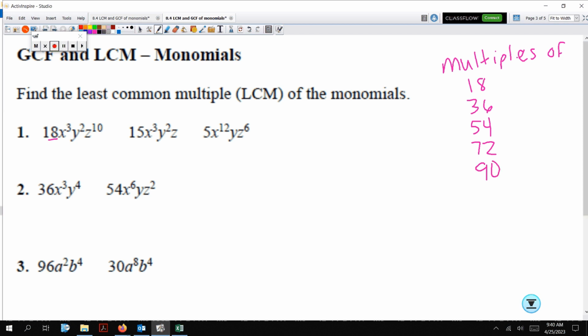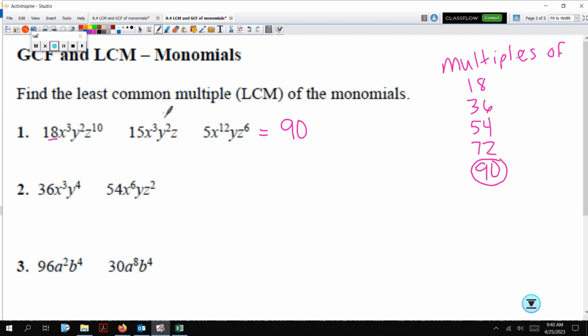I just have to double check to see if that 15, because I need to make sure that it's common for all three numbers. I know 18 goes into 90 evenly, and I take 90 and divide it by 15, and I get 6. So it turns out that 90 is my least common multiple. Multiples are big. All right.